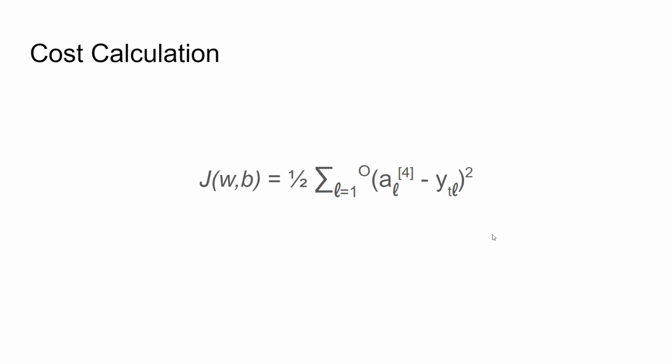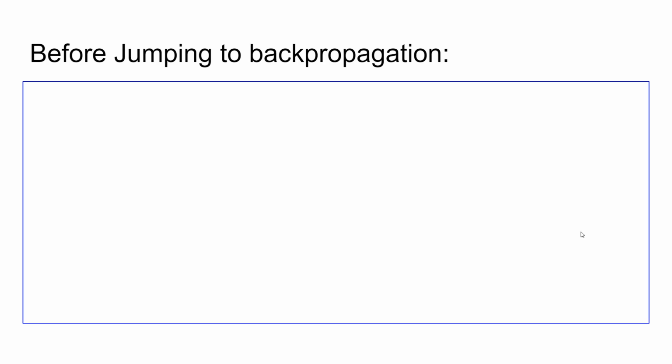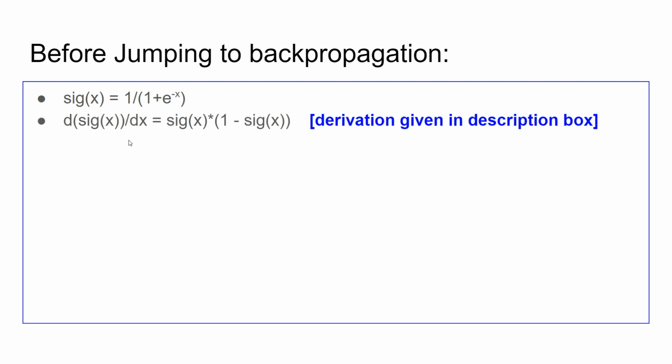And in the next step, we are going for the backward propagation. Before jumping to backward propagation, I want to make something clear. Sigmoid of x is equal to 1 upon 1 plus e raised to minus x, and the differentiation of sigmoid of x with respect to x is equal to sigmoid of x into 1 minus sigmoid of x. The derivation will be given in the description box.